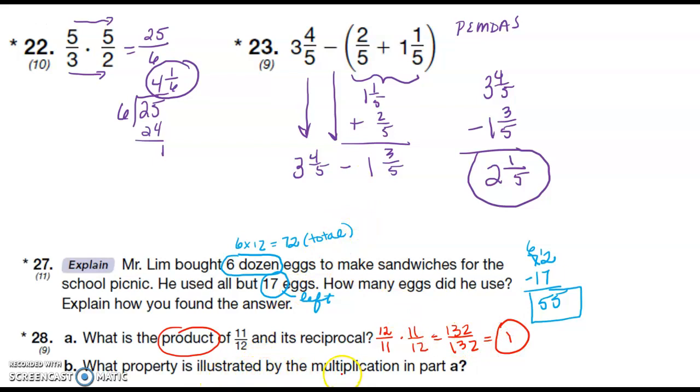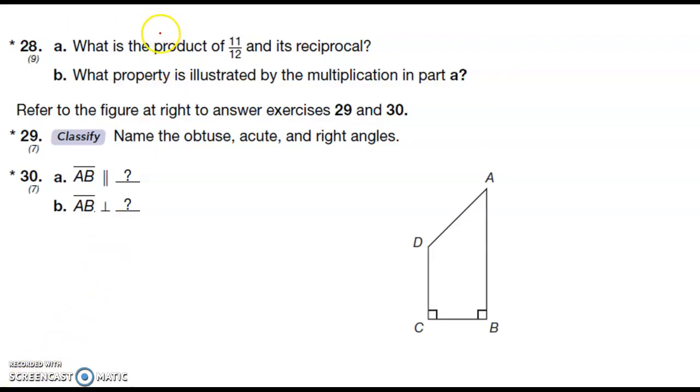What property is illustrated by the multiplication in part A? It's the inverse property. Whenever we multiply by the reciprocal, it's the inverse property. All right, last problems. Oh, I just did this one. So, did on other page. Did already. Sneaky sneaker. Okay, refer to the figure to the right for 29 and 30.